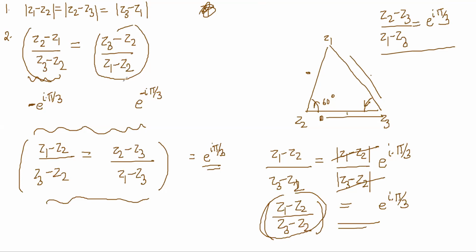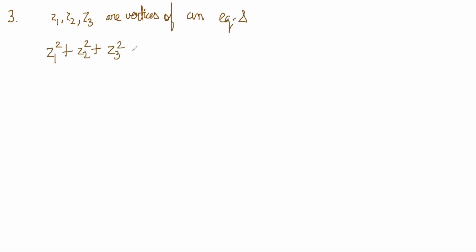Yes. There is one more, actually there are multiple, but there is one more nice result that you should know. If Z1, Z2, Z3 are vertices of an equilateral triangle, then Z1 square plus Z2 square plus Z3 square is equal to Z1 Z2 plus Z2 Z3 plus Z3 Z1. This is a condition.